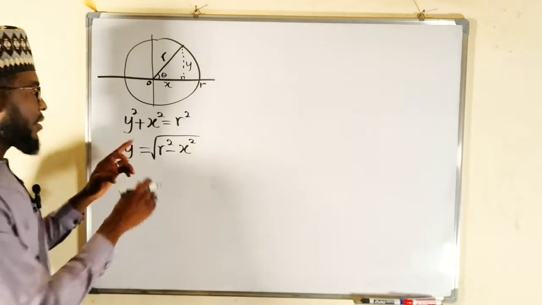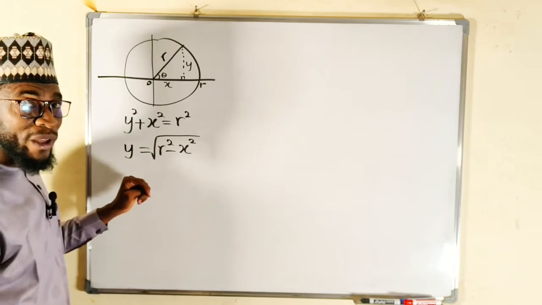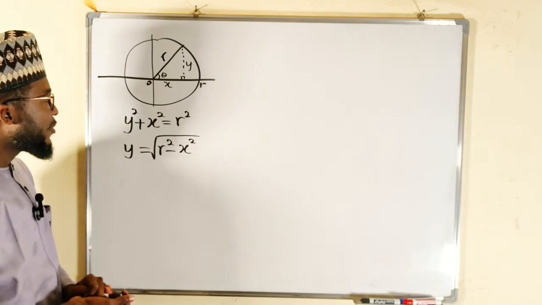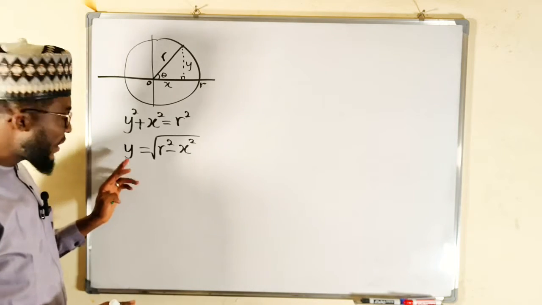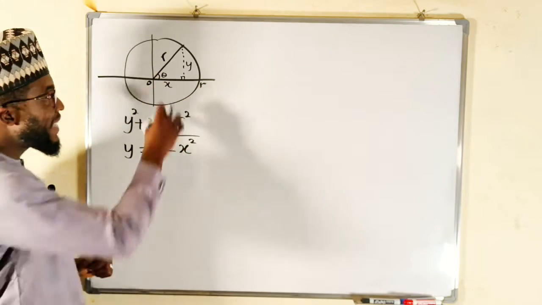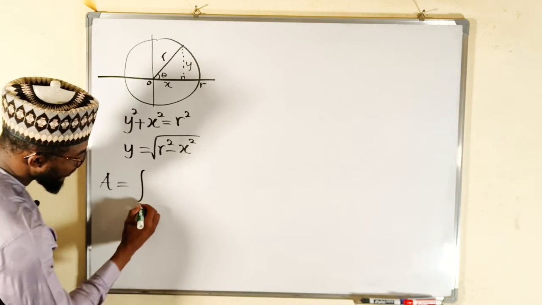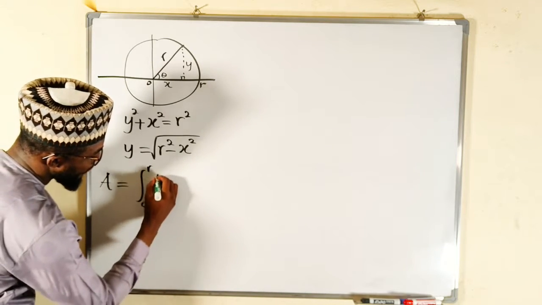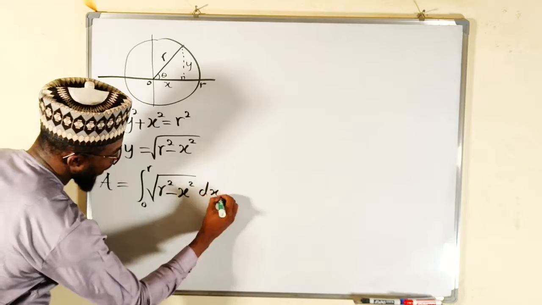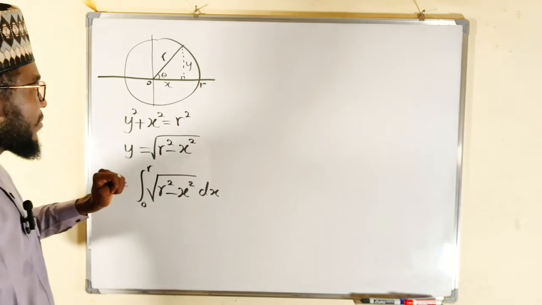Remember to take the square root of both sides in order to eliminate the power of 2. And we don't have to attach plus or minus. Remember, in the first quadrant, both y and x are positive. All right, this is what we have. And therefore, if we integrate y with respect to x from 0 to r, we shall obtain the area of the first quadrant, right? So area is equal to the integral from 0 to r of this function, square root of r squared minus x squared, with respect to x.